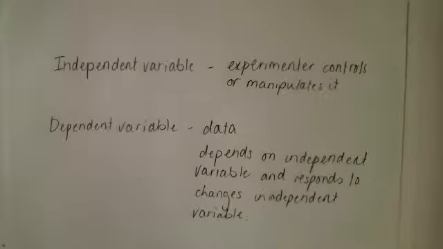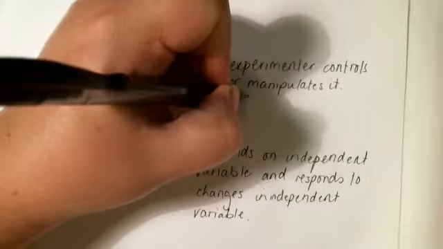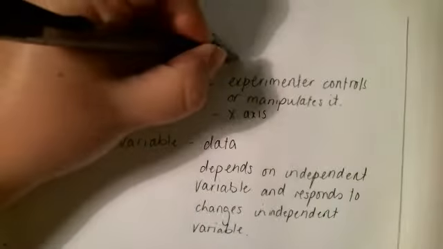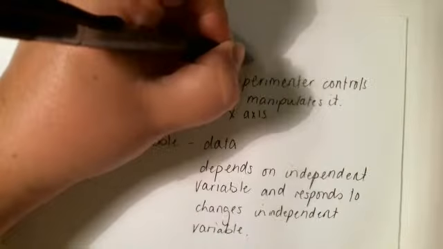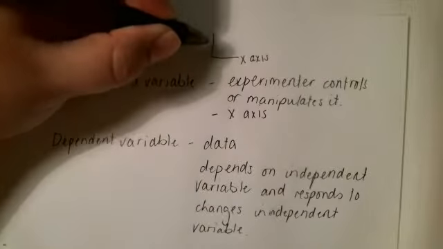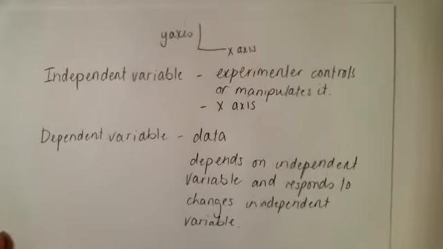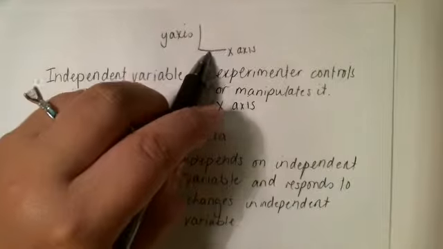First of all, the independent variable. That's the variable that the experimenter controls or manipulates. And also, if ever you were to plot data on a graph, your independent variable would go on the x-axis. Just a quick review of a graph. The horizontal axis is the x-axis, and the vertical axis is the y-axis. So your independent variable would go on the horizontal axis.